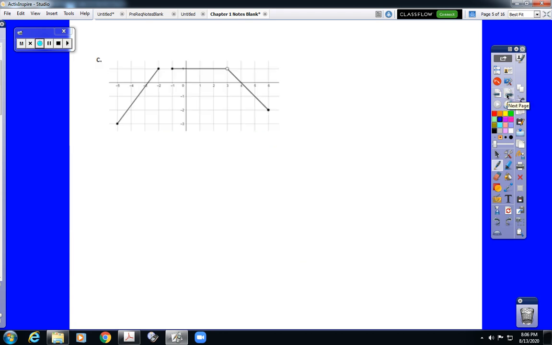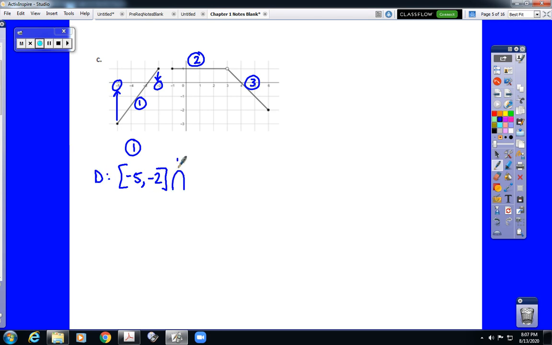Here is a third example, letter C. If you notice here, this is actually two different pieces. So we've got a piece here, we'll call that piece 1. It's actually three different pieces. This piece here is piece 2, and this piece over here is piece 3. So for piece 1, that is running from negative 5 to negative 2. Both endpoints are closed, so our first piece would be from negative 5 to negative 2 with closed endpoints.